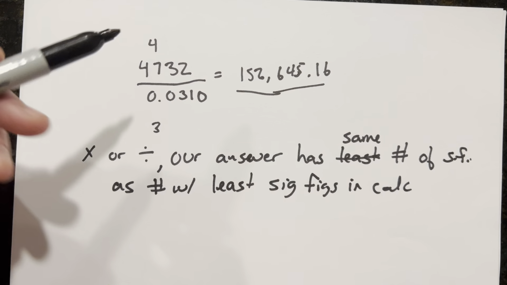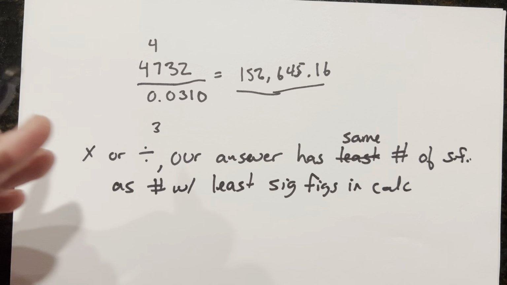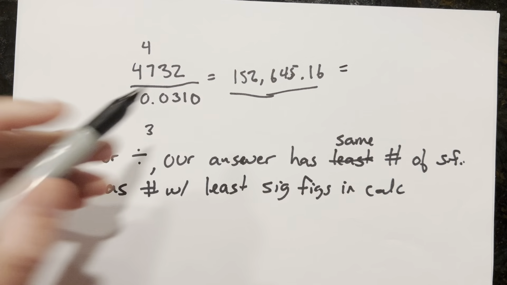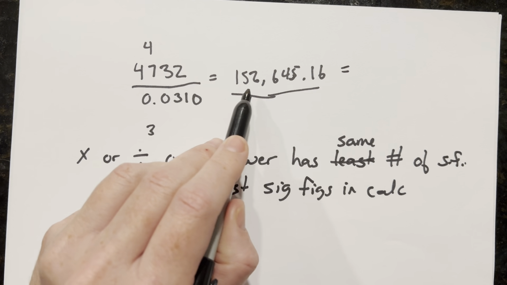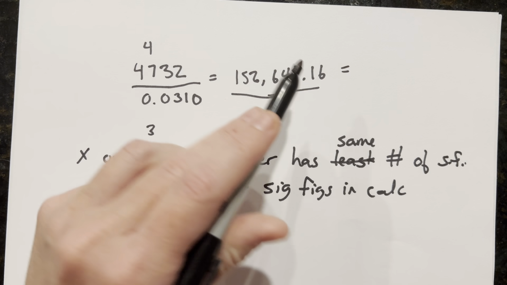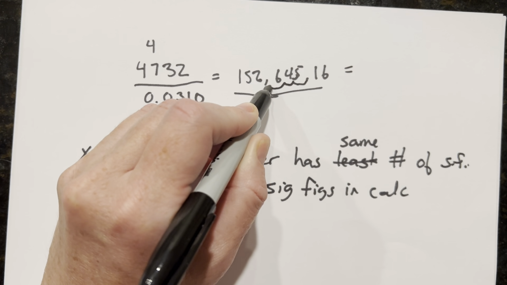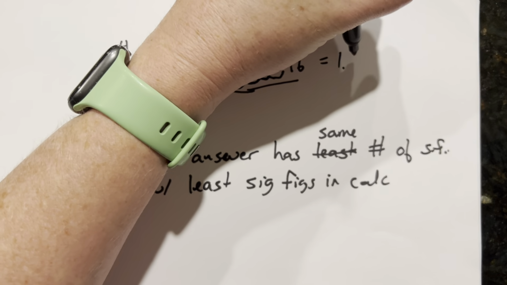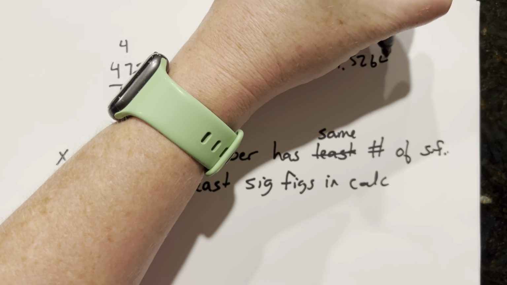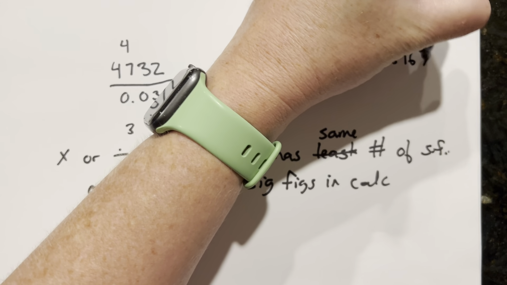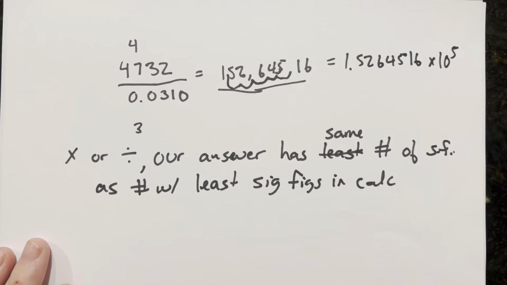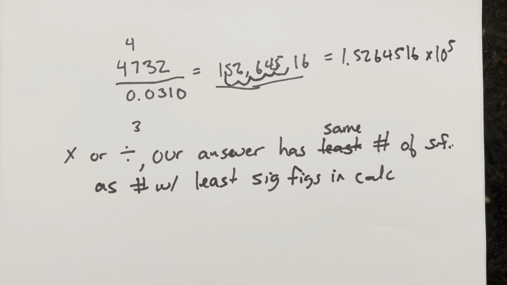In order for it to have 3, every time you multiply and divide, it's easiest to put the number into scientific notation first. So let's do that. We know we got to move this decimal between the first and second number here, so we're going to move it 1, 2, 3, 4, 5 times. So that's 1.52 64516 times 10 to the 5. Now these two numbers are equivalent, and you should be able to go back and forth between them.